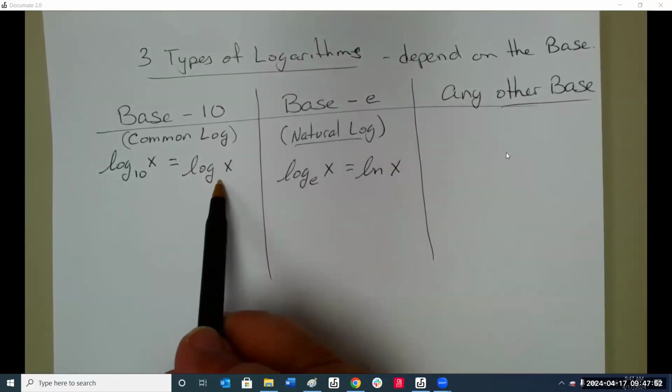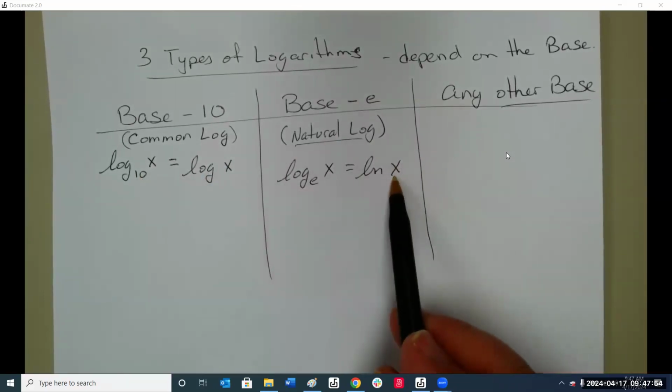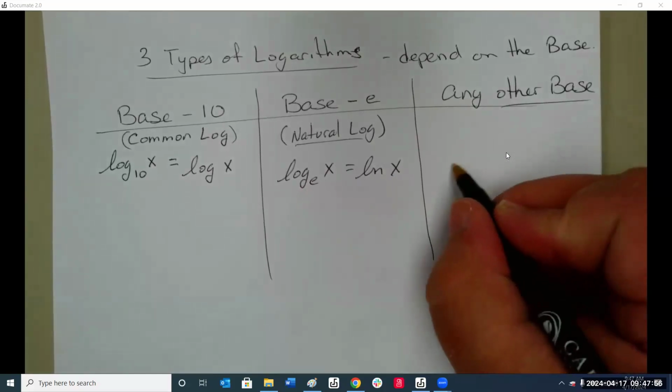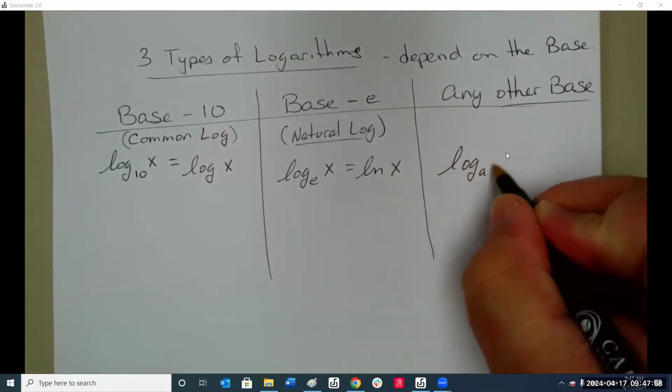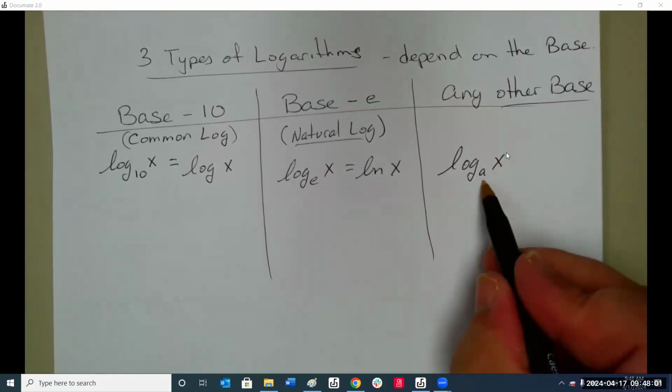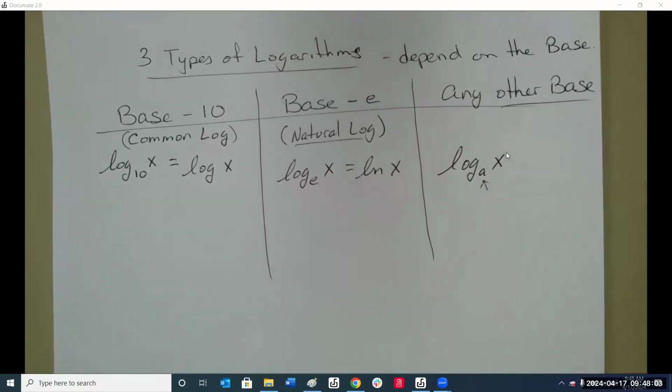If you see a log with nothing there, it's log base 10. If you see an ln, it's log base e. Anything else has to be written there. Any other number, any other base has to be written there.